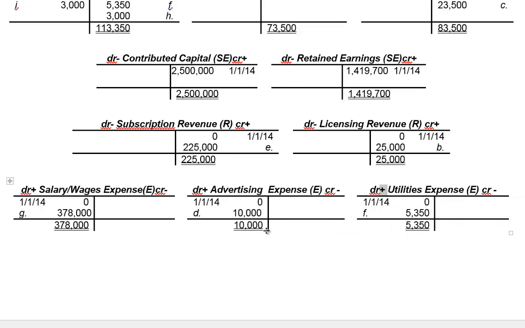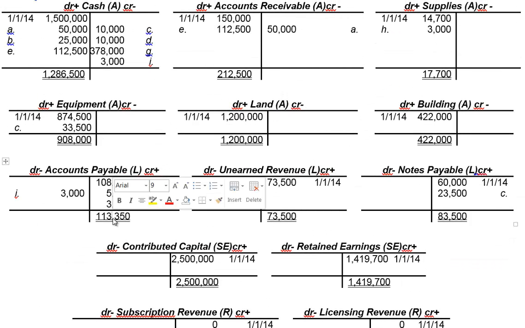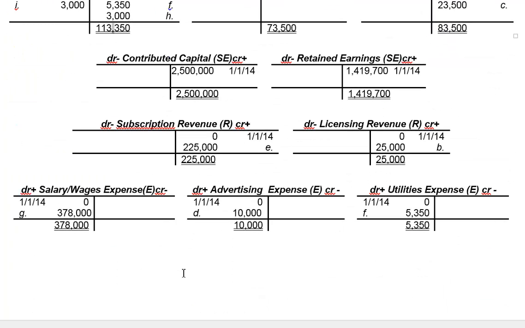Now we can take all of these ending balances, which we've conveniently double underlined for you, and put them in our statements. The first financial statement we would do is the income statement. Then we would do the statement of retained earnings and then the balance sheet.